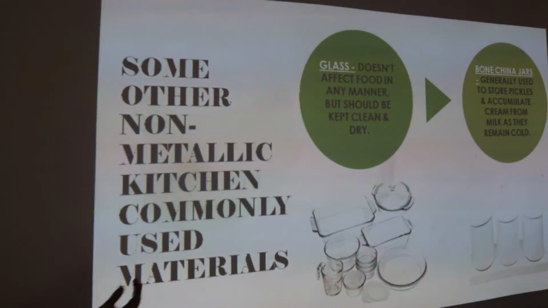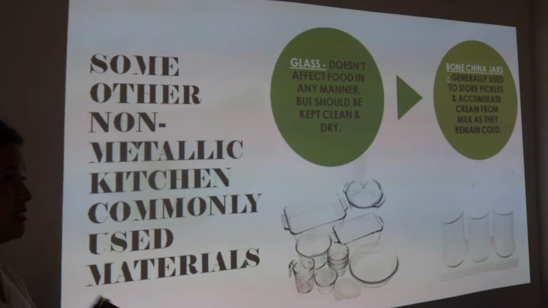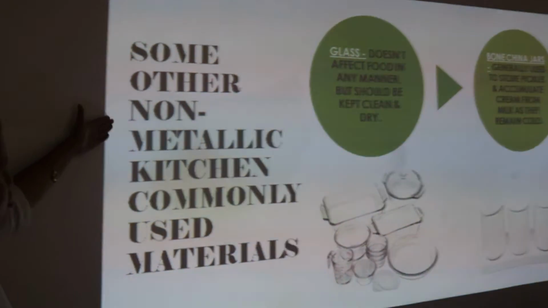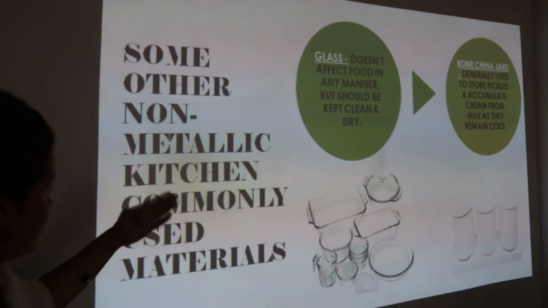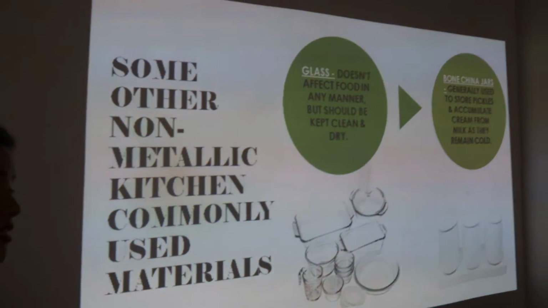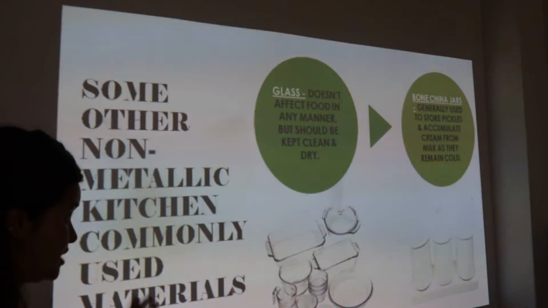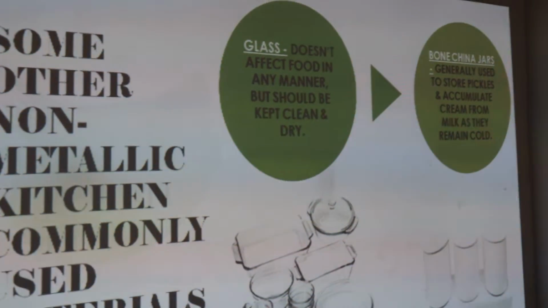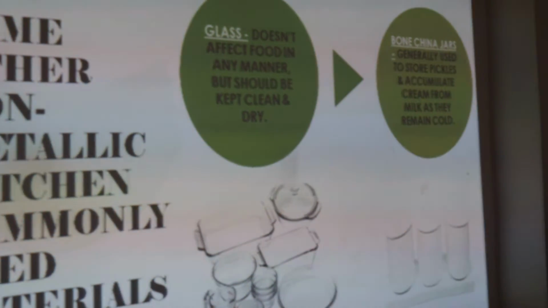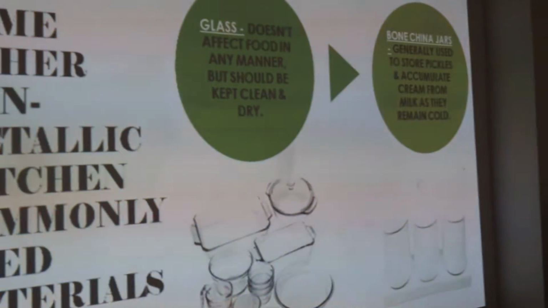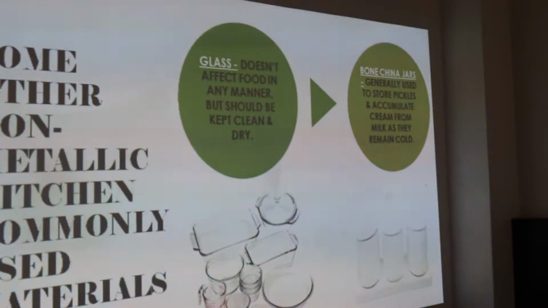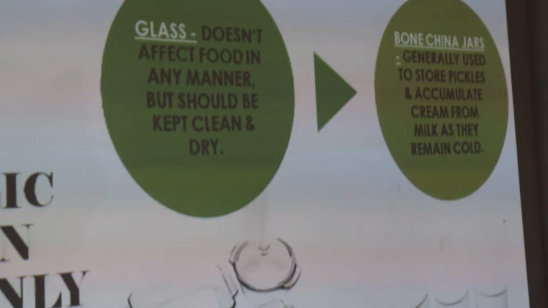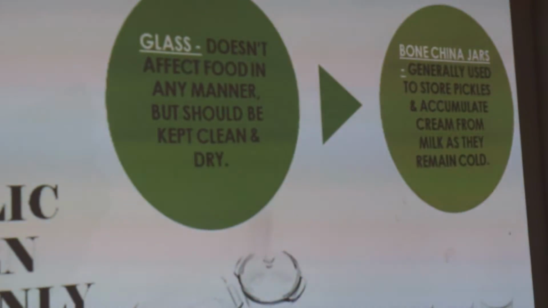Now you will come to some of the non-metallic utensils. Whatever I taught about iron vessels, stainless steel, copper and aluminium, all those are metal. Now you are coming to non-metallic kitchen utensils, that is glass. Glass is very useful for all kitchen foods, and glass doesn't affect food in any manner. It should be very clean and dry. Also make sure that while handling glass, you take care, because once it breaks, you can get cut in your hand.